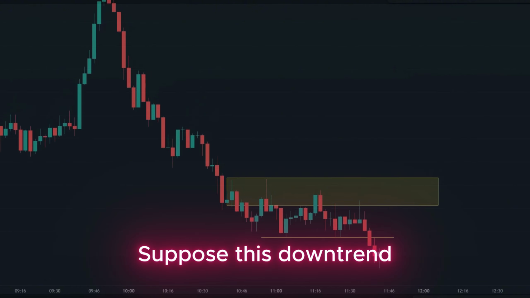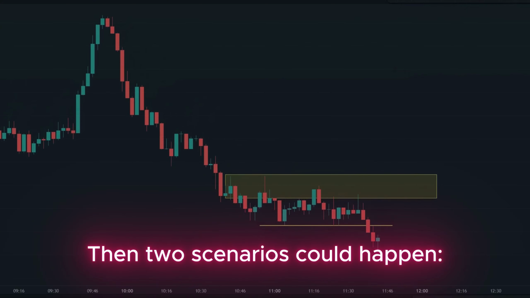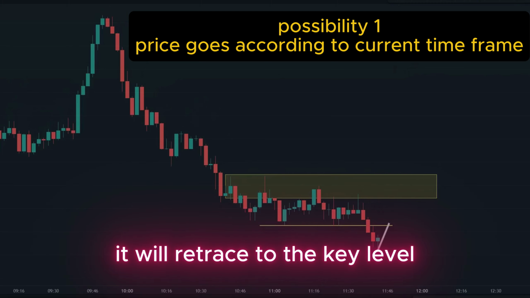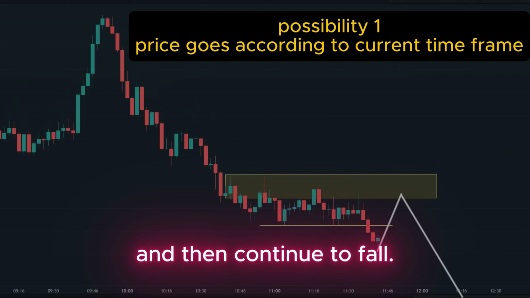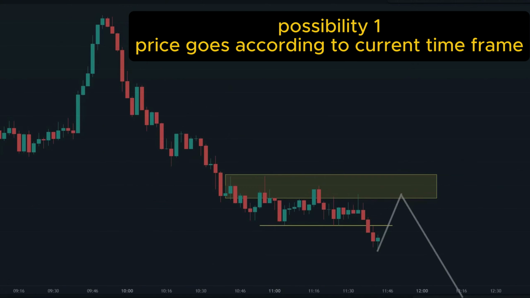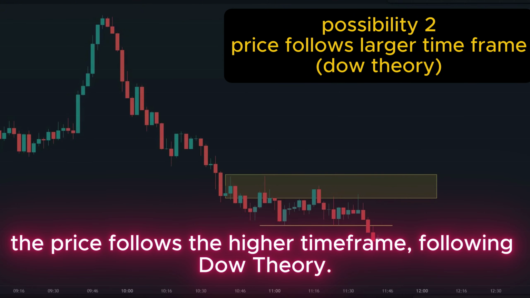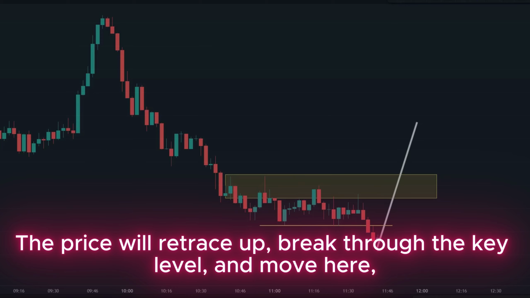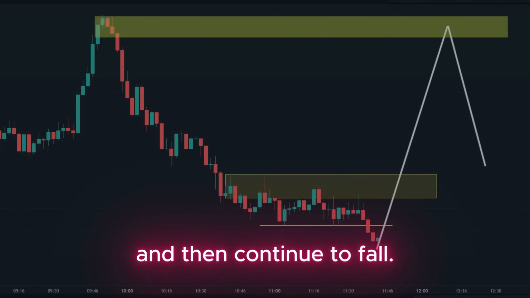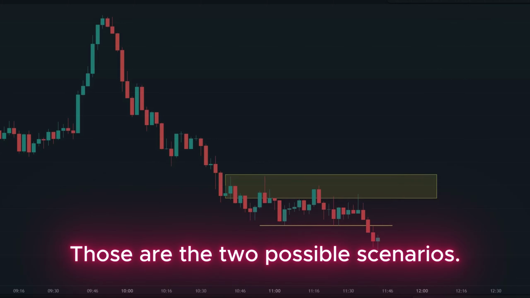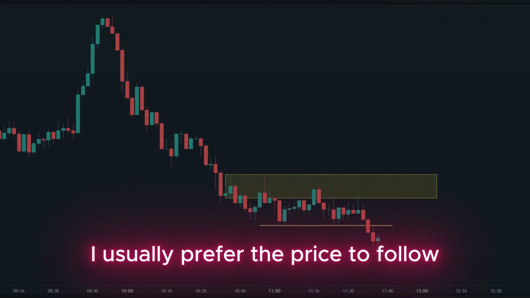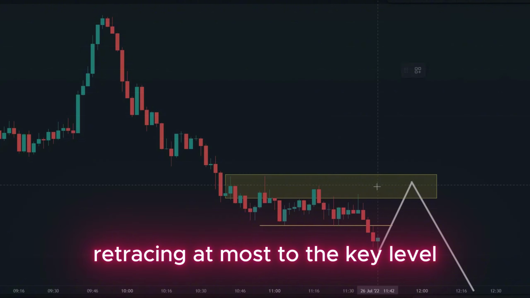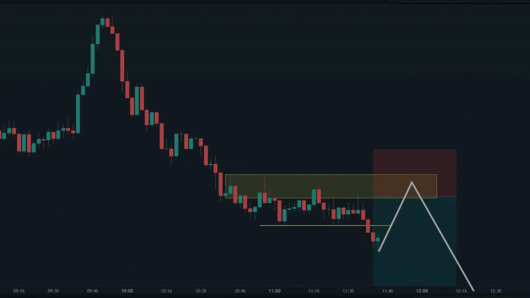Suppose this downtrend continues to fall, then two scenarios could happen. One, if the price retraces, at most, it will retrace to the key level, and then continue to fall. It moves like a textbook, retracing beautifully. The second scenario, the price follows the higher time frame. Following Dow theory, the price will retrace up, break through the key level, and move here to where this downtrend began, and then continue to fall. Those are the two possible scenarios. I usually prefer the price to follow this smaller downtrend, retracing at most to the key level, and then falling.